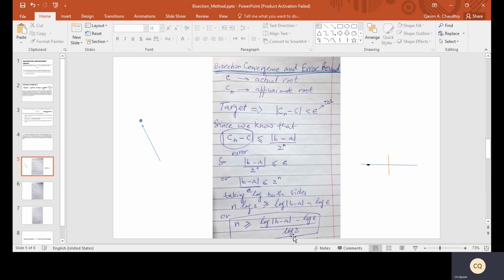So what is n here? n is the number of iterations, so it means to reach a given tolerance. So by this formula, you can simply see in the beginning, before even starting the question, how many iterations you need. When we do an example ahead, definitely you will get the idea that how many iterations you need to reach a particular level.